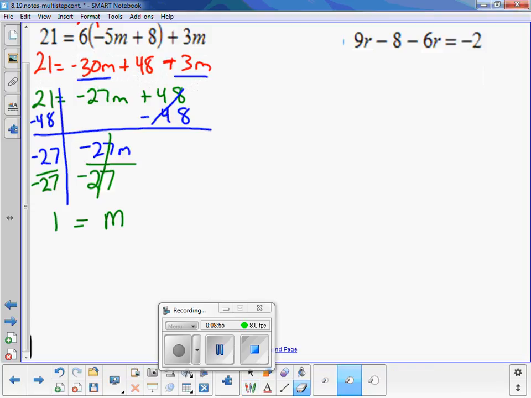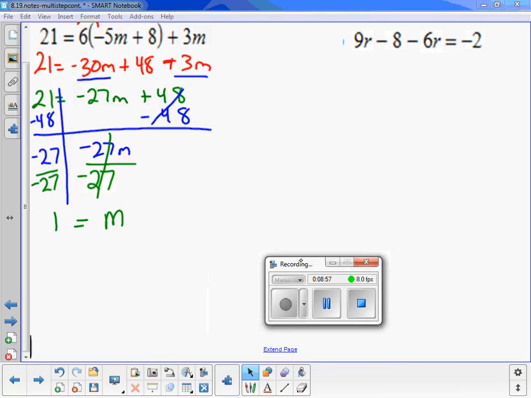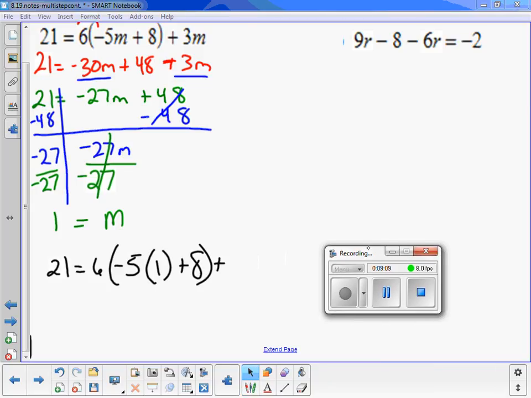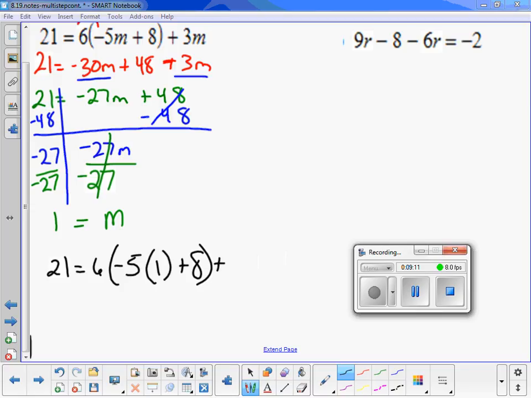So to check my answer, I'm going to plug in. So 21 equals 6 times negative 5. Instead of 5 times m, it's going to be times 1. Plus 8 plus 3. Instead of times m, it's going to be times 1. So then it's going to be 21. Follow order of operations. I've got to do what's in parentheses first. So negative 5 times 1 is negative 5. Plus 3 times 1.